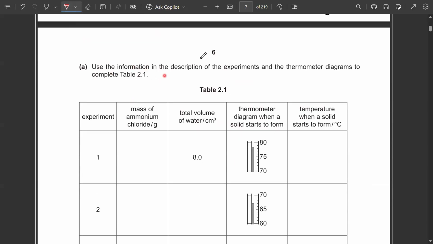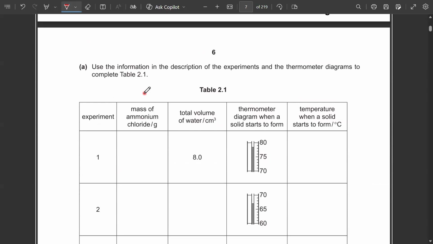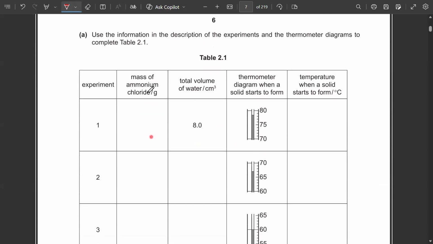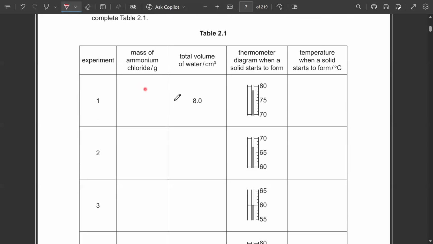A. Use the information, the description of the experiment and the thermometer diagrams to complete the table. Okay. Mass of ammonium chloride. You have to use the information in the description of the experiments and the thermometer diagrams. So what mass of ammonium chloride is going to be dissolved, and the total volume of water that you will keep adding.